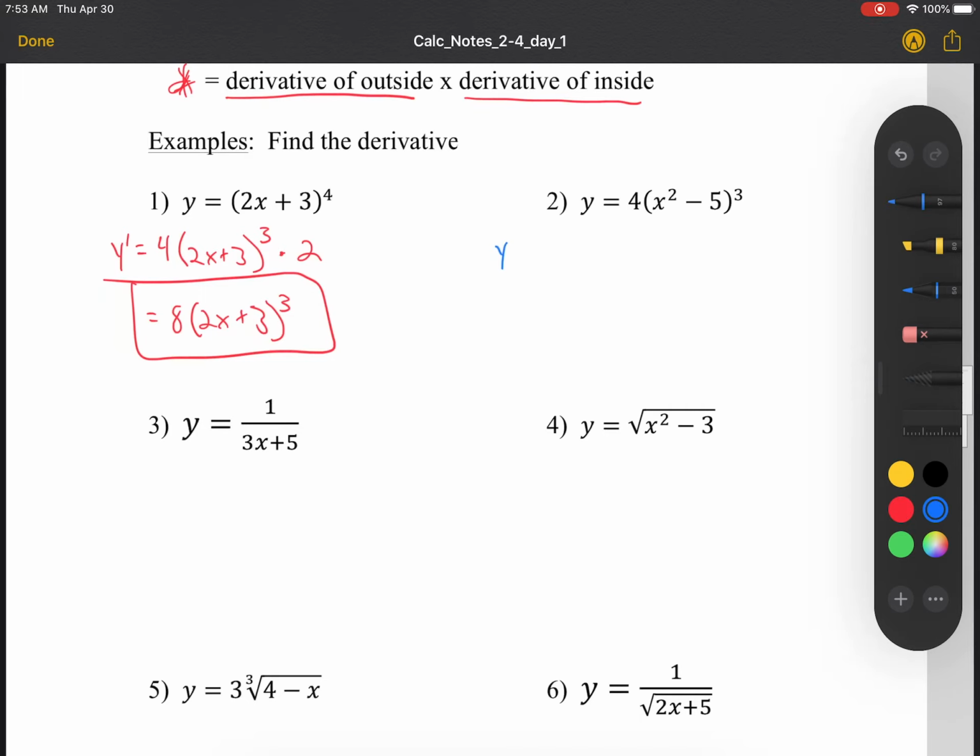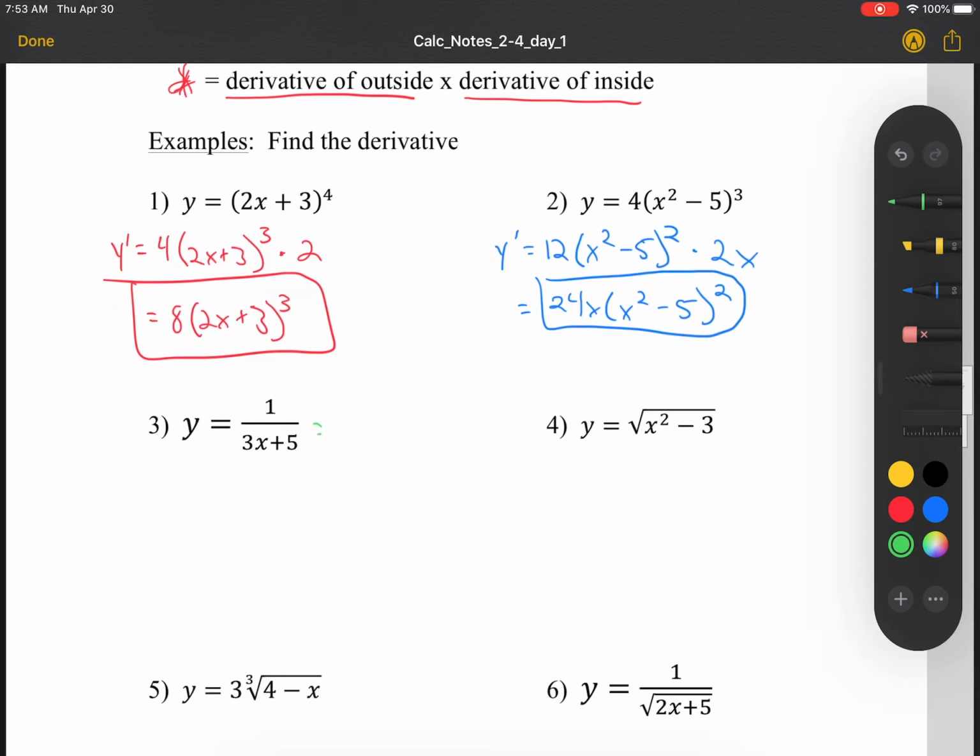All right, next one. Remember, we're taking the derivative of the whole thing, or the outside, times the derivative of the inside. Simplify. There you go. Moving on down to number 3.